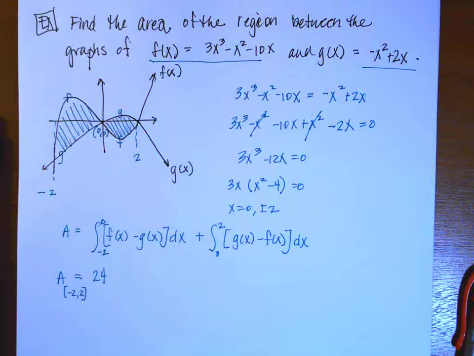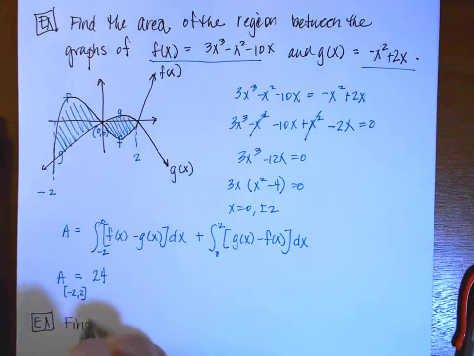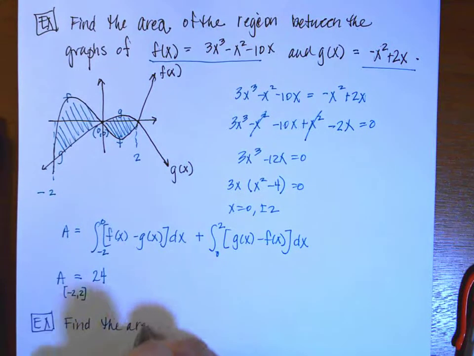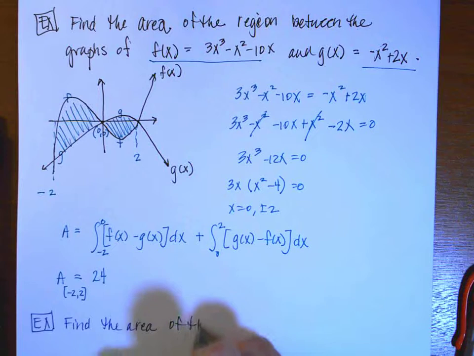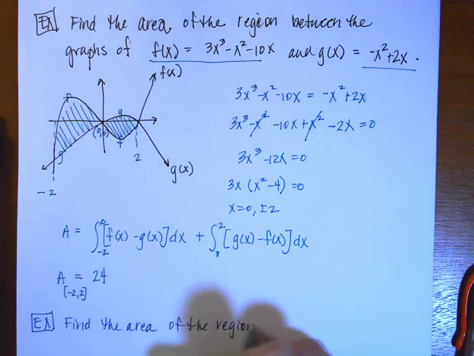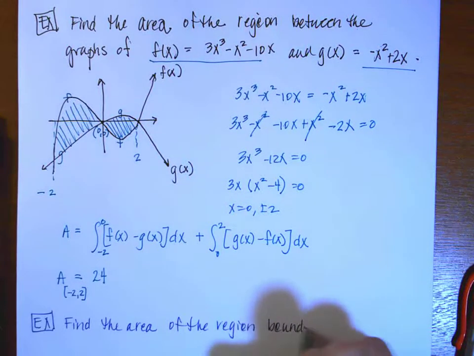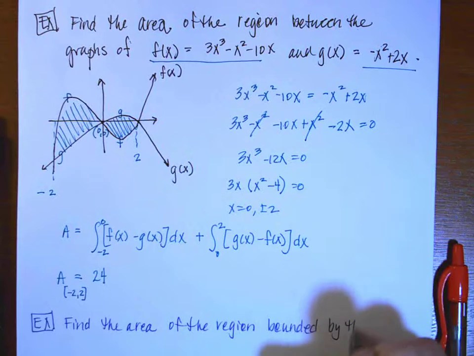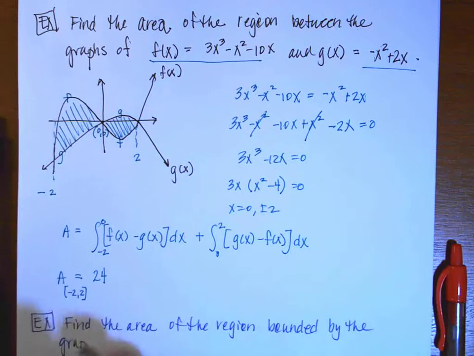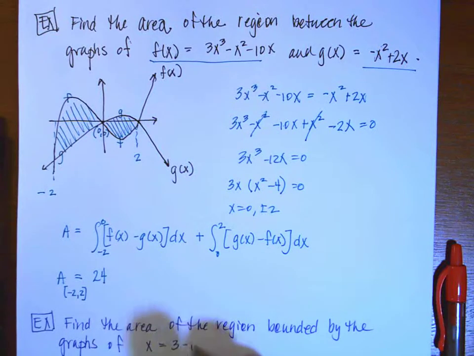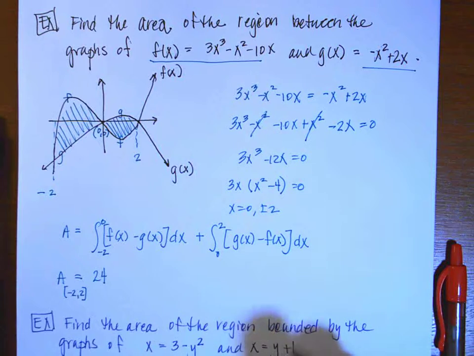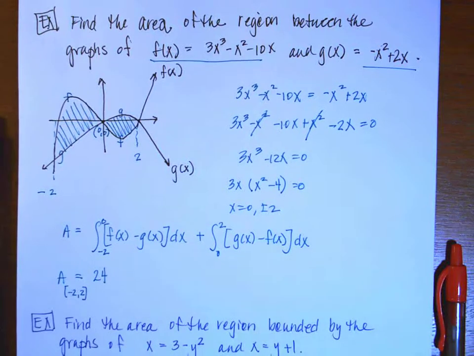All right. So for our next example, and it happens to be your last example, because this is the easy part of this chapter, we want to find the area of the region bounded by the graphs x is equal to 3 minus y squared and x is equal to y plus 1.